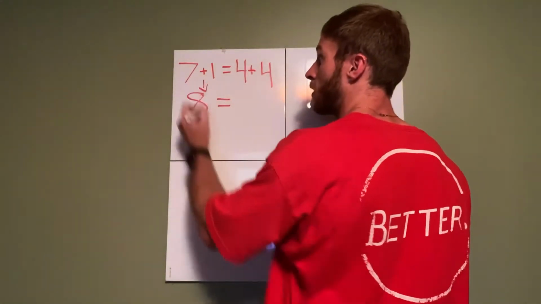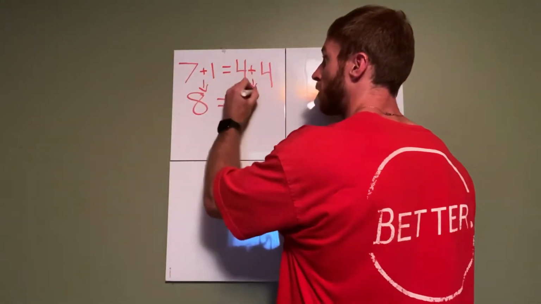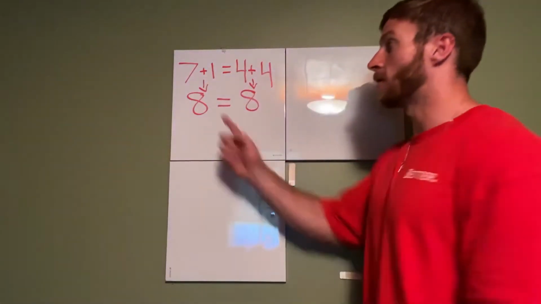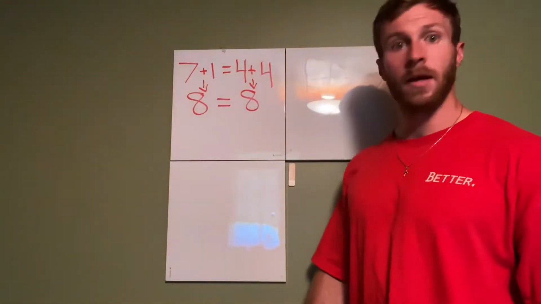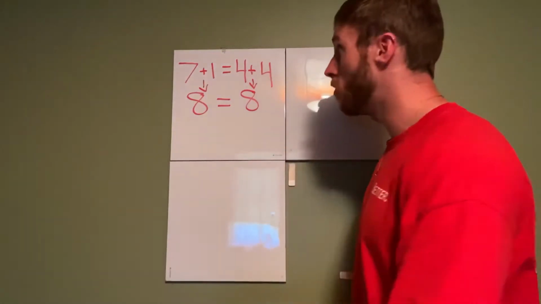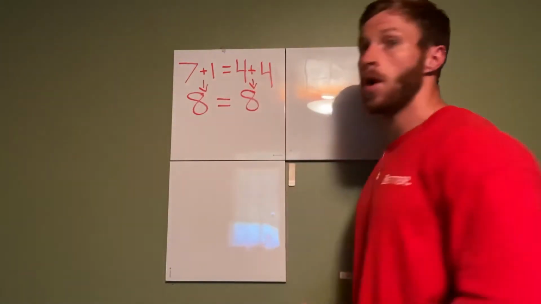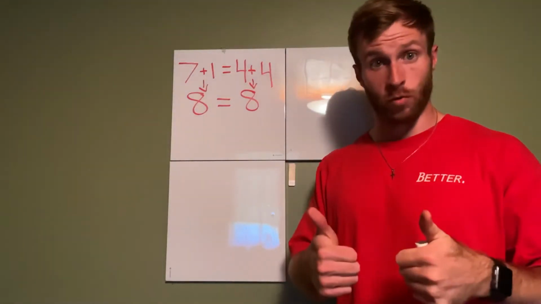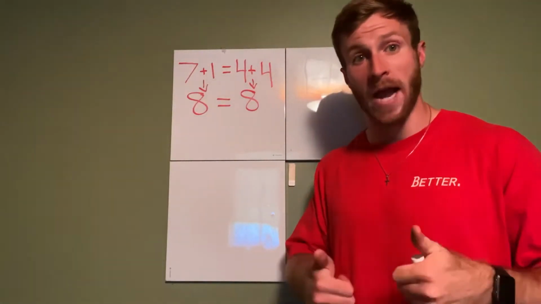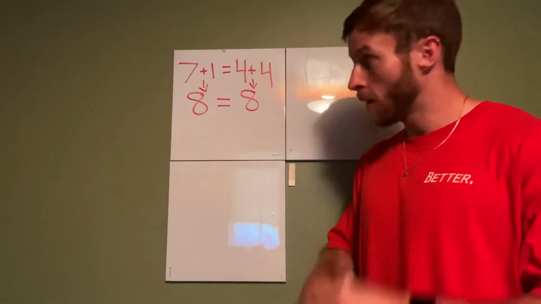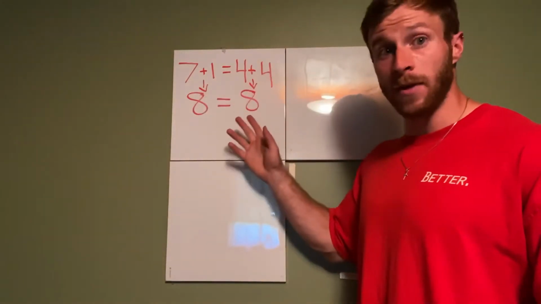7 plus 1 is 8. 4 plus 4 is also 8. Does 8 equal 8? Yes, it does. So this number sentence, 7 plus 1 equals 4 plus 4, must be true. So that one is correct. We used our counting on method to solve this one.